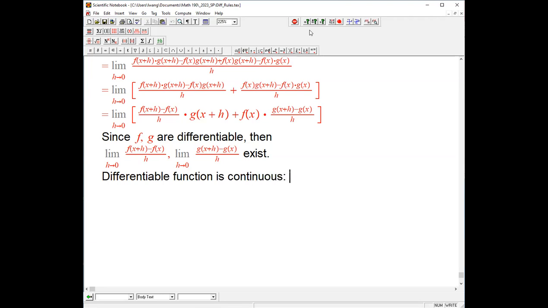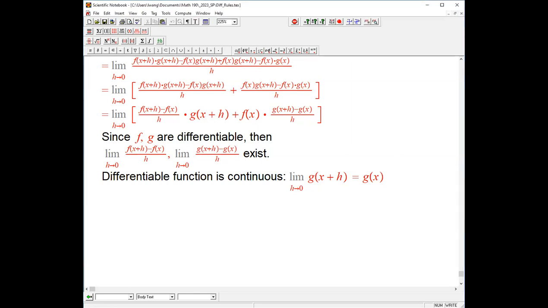A differentiable function is continuous. That means that as h approaches 0, this limit exists and is equal to g of x. Right, so we get to use the theorem that a differentiable function is continuous. This is on your flashcard. So all 4 individual limits exist.